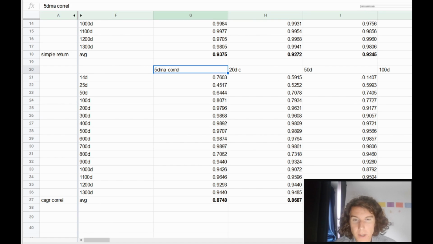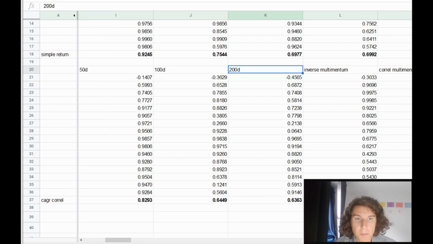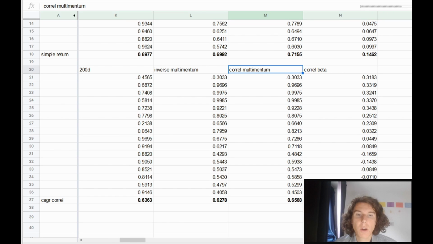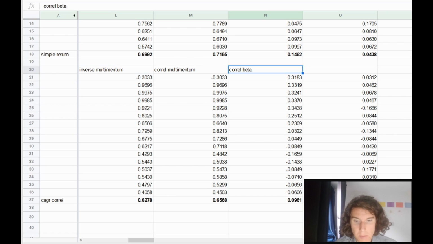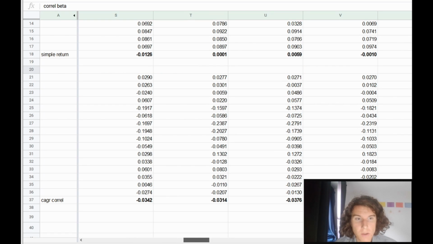And the different ratios are the 5-day moving average correlation, 20 days, and up to 200 days correlation. And the Correl multimentum is the price to 5-day moving average to 20-day moving average and so on, all multiplied. Then the inverse is where I weighted the 5-day stronger than the 200-day, where the 5-day was weighted at 3 and the 200-day moving average was weighted at 1.05. And then the correlation to the beta, then the relative strength index.